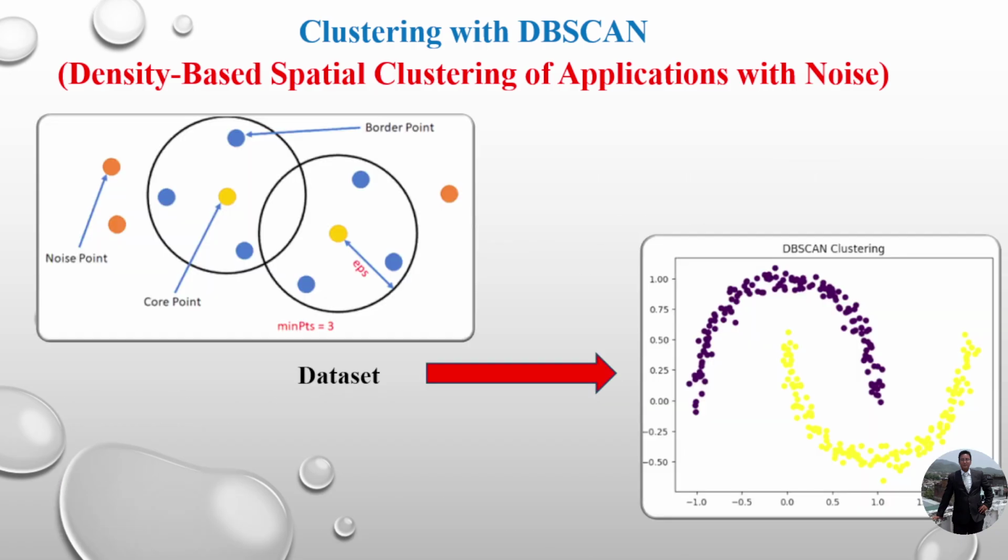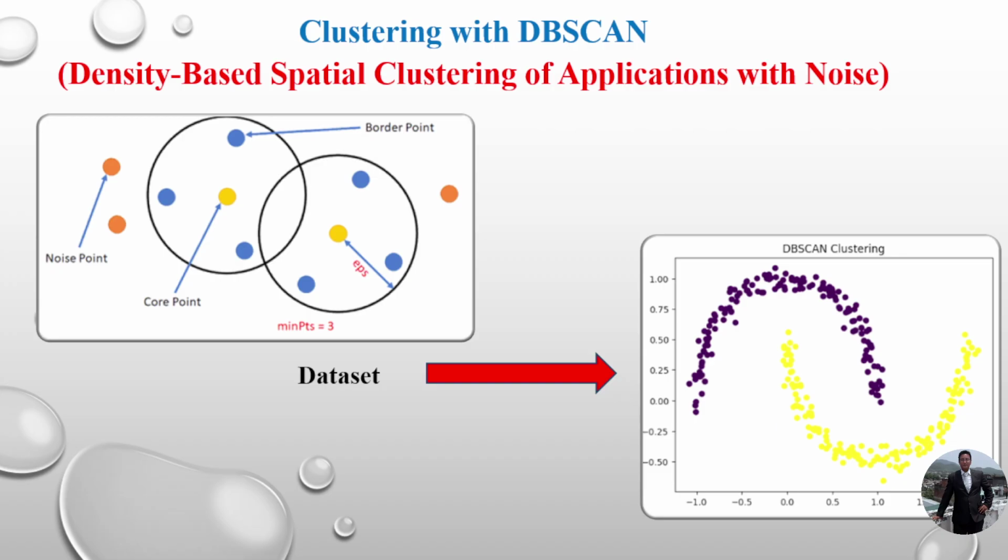Hello everyone. In today's session we are going to discuss one of the most important machine learning unsupervised algorithms, that is the DBSCAN algorithm. It is Density-Based Spatial Clustering of Applications with Noise. It is a popular unsupervised machine learning algorithm specifically used for the clustering task. It groups the data points together that are closely packed and marks the points that lie alone in low density regions as outliers or noise.